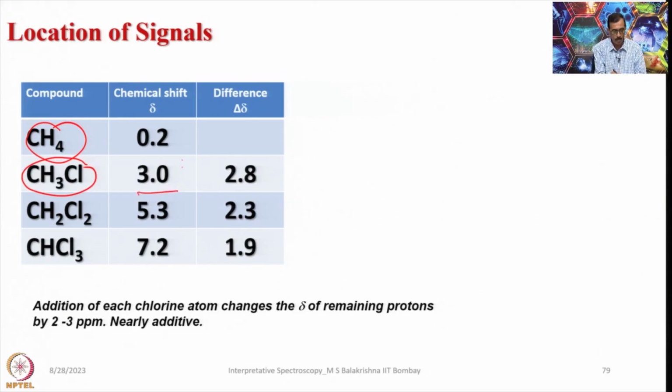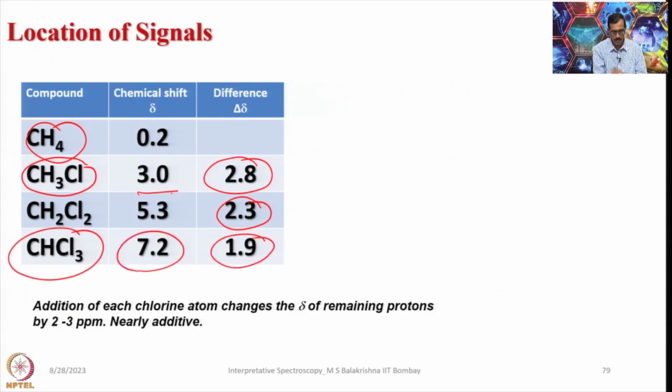If you compare CH4 and CH3Cl, the change in chemical shift is 2.8. And if you add one more chlorine, for dichloromethane it is 5.3, again a change of 2.3. And if you take chloroform, CHCl3, it is 7.2, and again the difference is 1.3.